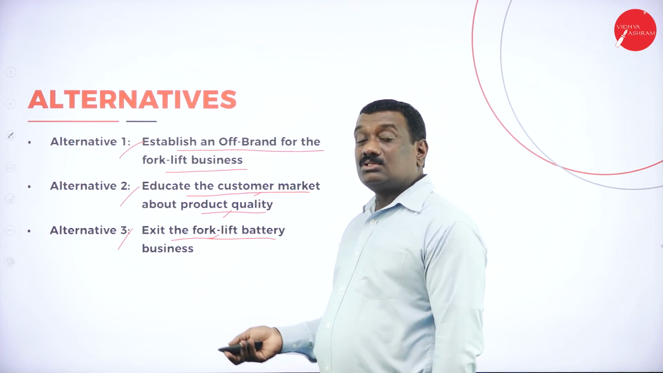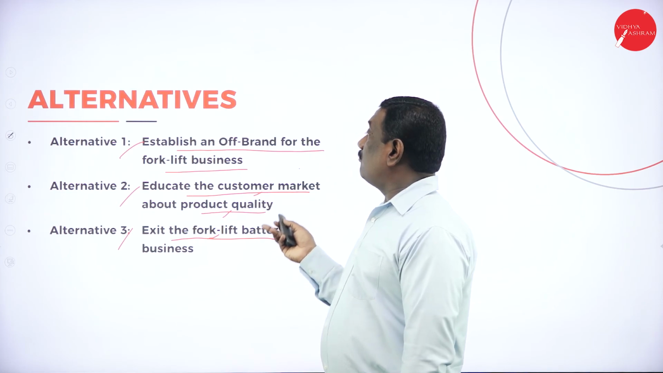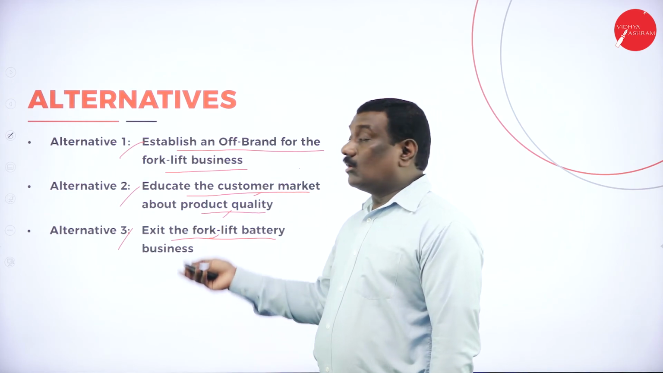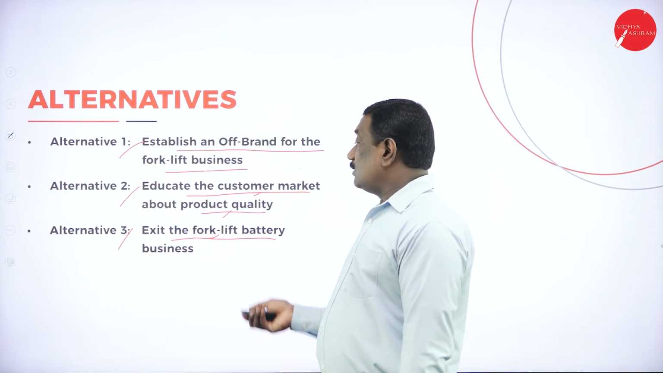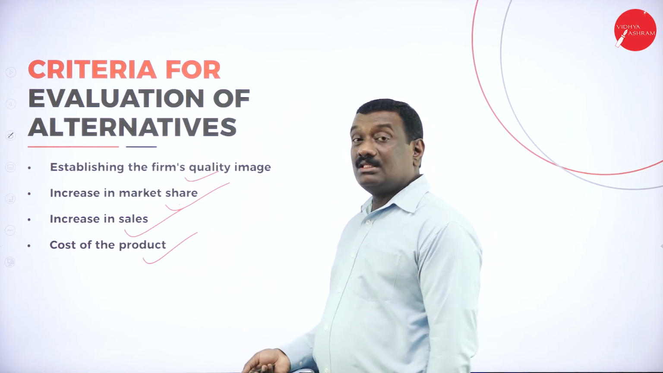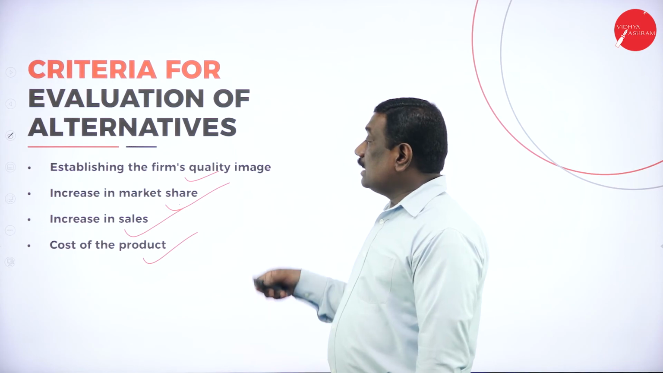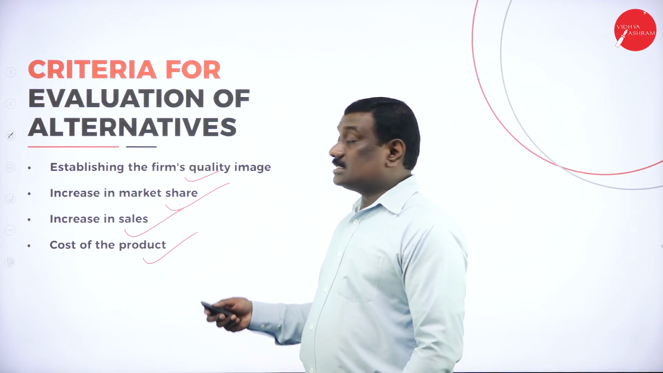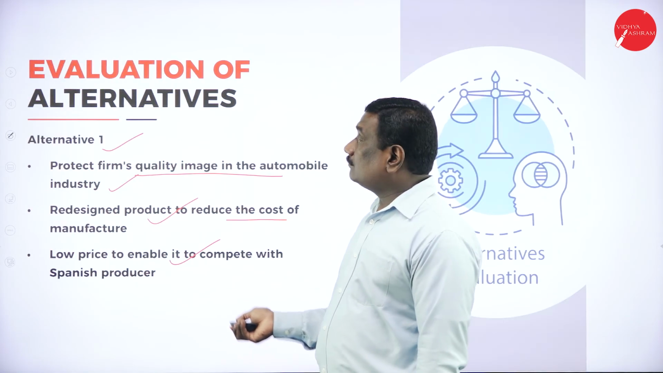Now the alternatives, the choices before the company: alternative 1, establish an off brand for the forklift business; alternative 2, educate the customers and market about the product quality; alternative 3, exit the forklift battery business. And what are the criteria for evaluating these alternatives? Establishing the firm's quality image, increase in market share, increase in sales, as well as the cost of the product.